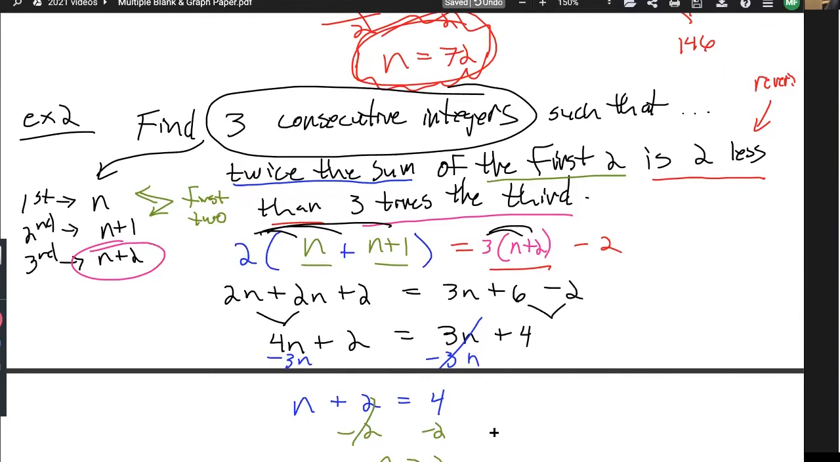So now what are our 3 consecutive integers? Well, if the first one is 2, then the next one's going to be 2 plus 1, and the next one's going to be 2 plus 2. So our answer is 2, 3, and 4. Let's check it just to make sure. We'll plug it in: twice the sum of the first 2. The sum of the first 2 is 5, so twice that sum would be 10. Is that 2 less than 3 times the third? Well, 3 times 4 is 12. Is 10 2 less than 12? Yes, it is. Okay, awesome.